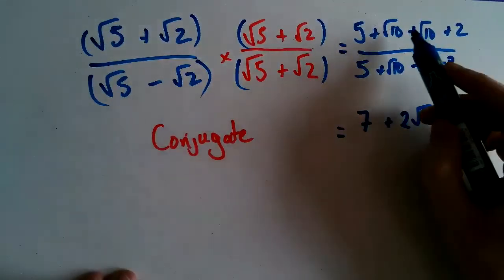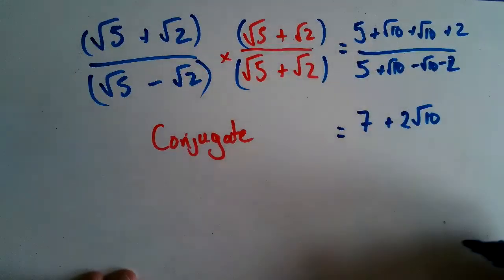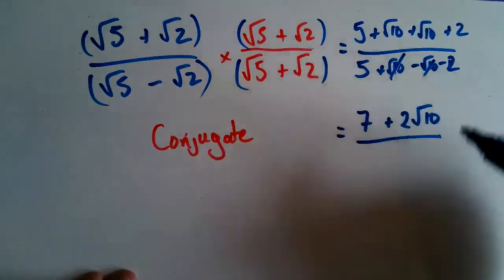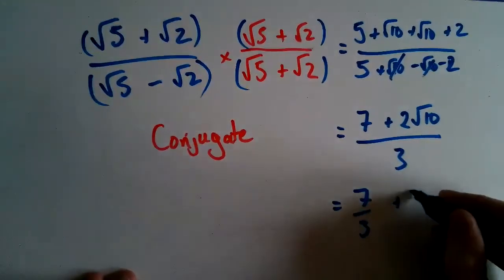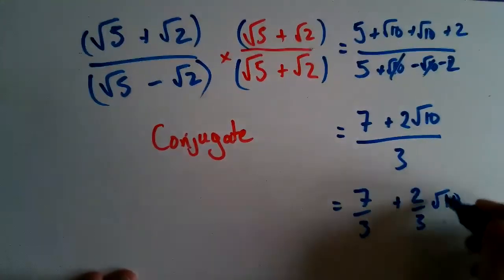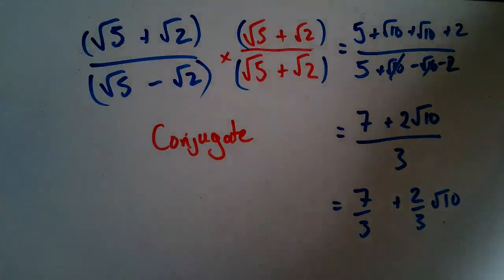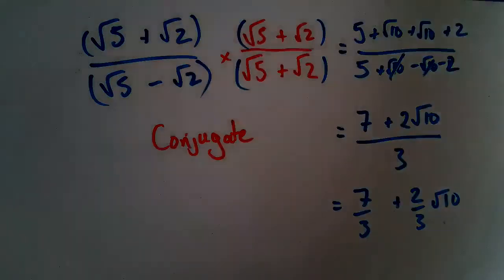Remember, I can't add the numbers inside the root. It's just like x and x making 2x, so root 10 plus root 10 is 2 root 10. On the bottom, these cancel out, and 5 minus 2 is 3. So I can write that as 7 over 3 plus 2 thirds root 10. Very well done, and that's all there is to it. Have a go at the questions now and see what you can do.